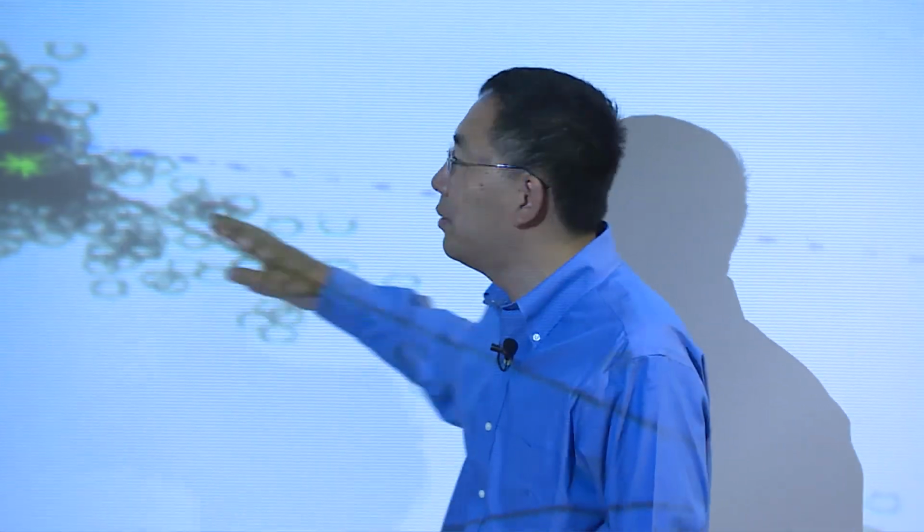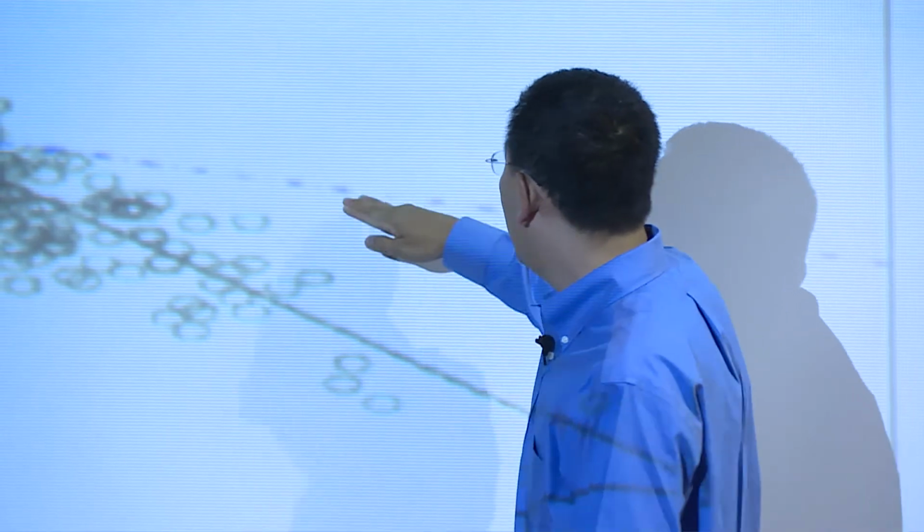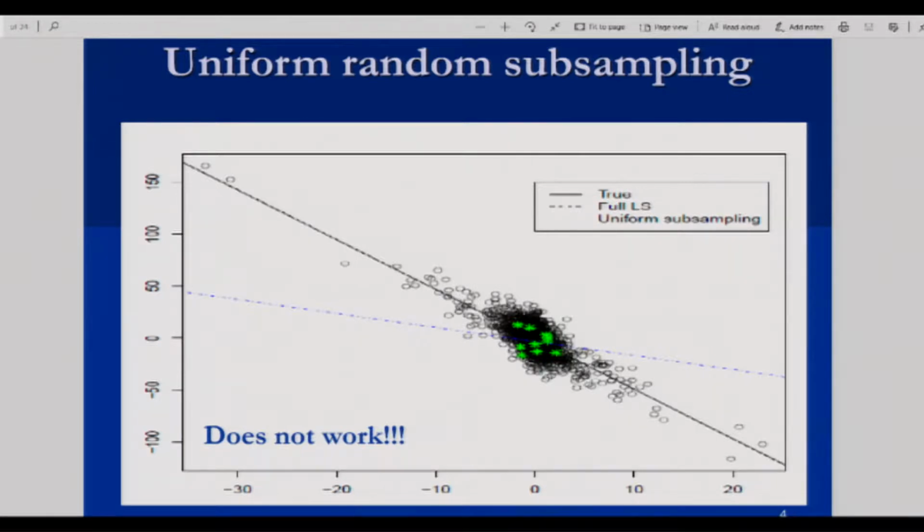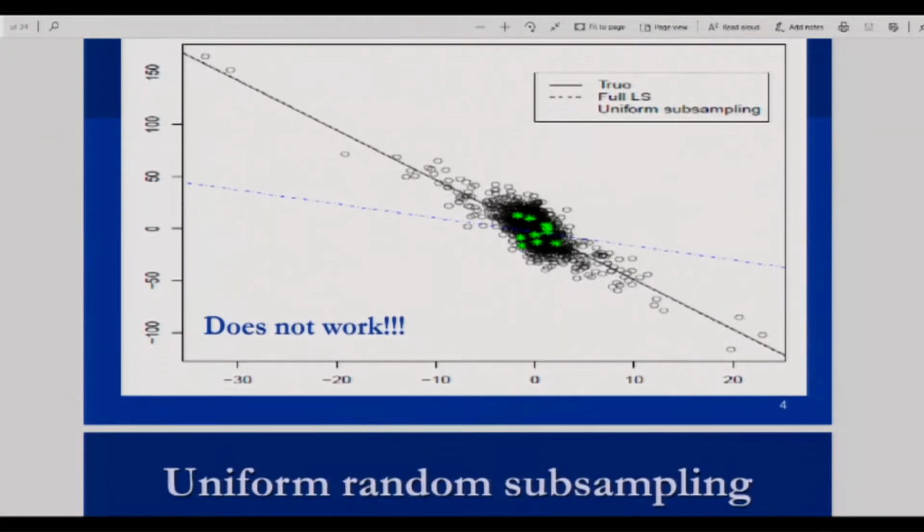I sampled 10 data points, and using these 10 data points I fit a line, this blue dashed line, and you can see it's very far away from the true regression line I generated the data from. The black line is the line I generated data from. If I use all 2,000 data points to fit least squares regression, I get another black dashed line, hard to visualize, almost identical with the true regression line. This spells out that uniform random sampling may not work in some situations. So why doesn't it work?